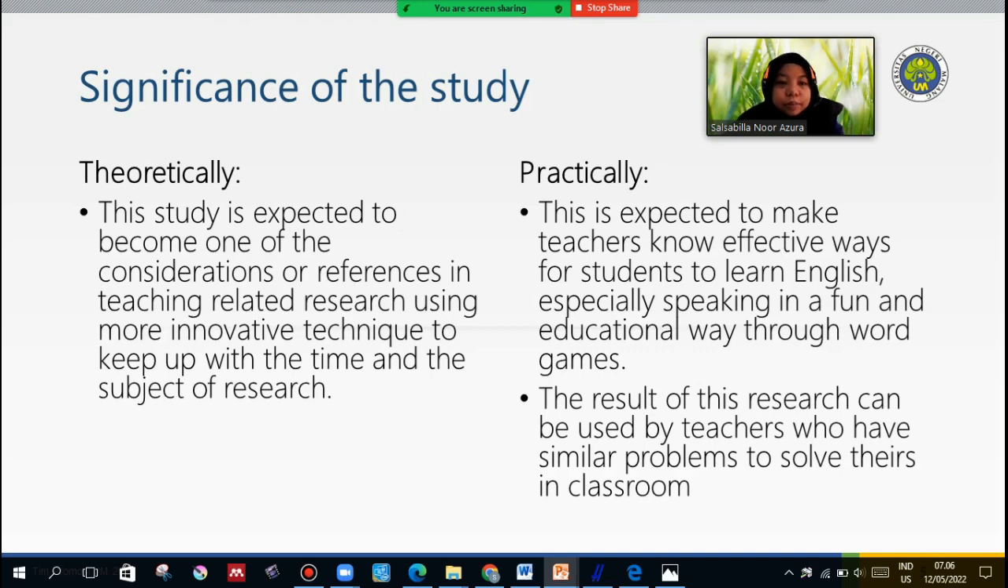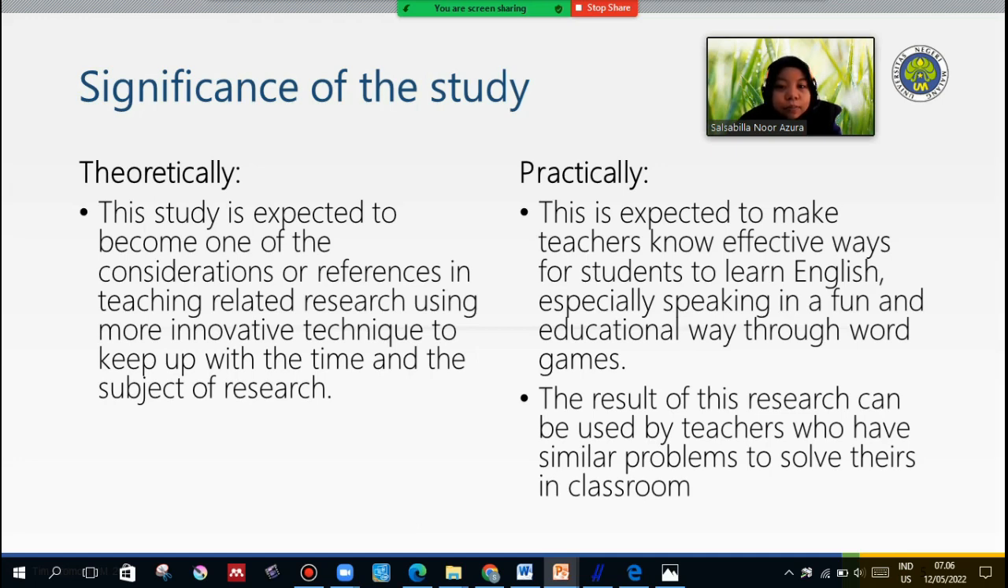Significance of the study. There are two. The first one is theoretical. The study is expected to become one of the considerations or references in teaching related research using more innovative technique to keep up with the time and the subject of the research.